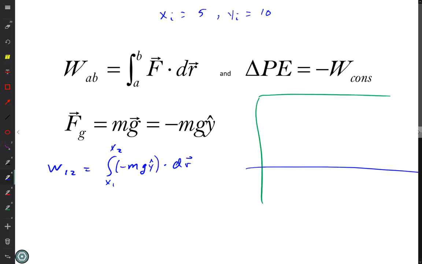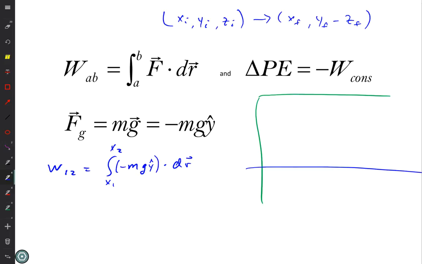Let me take that back. Let's make it more general. We're just going to go from x initial, y initial, z initial to x final, y final, z final. So we're going to go from our initial components to our final components. Question? Are we subtracting those, or just this? Oh, that's supposed to be a comma. That's a mistake on my part. Thank you.